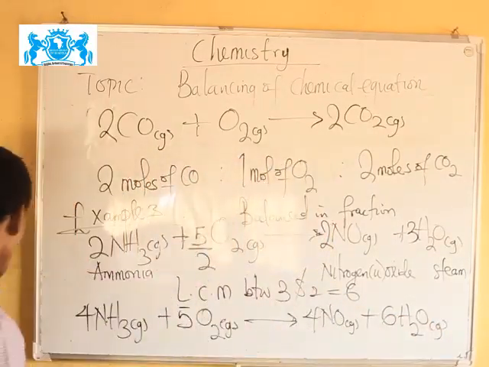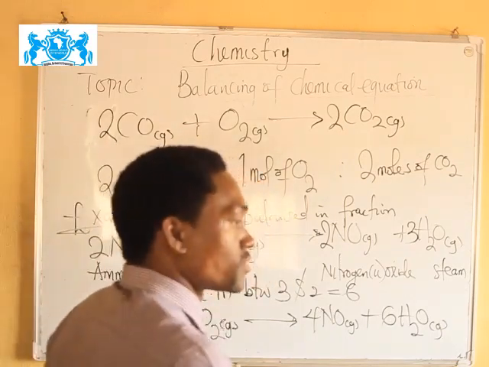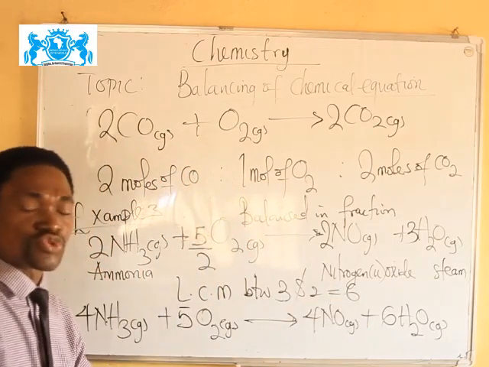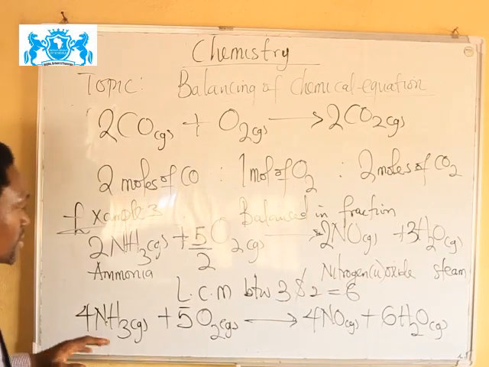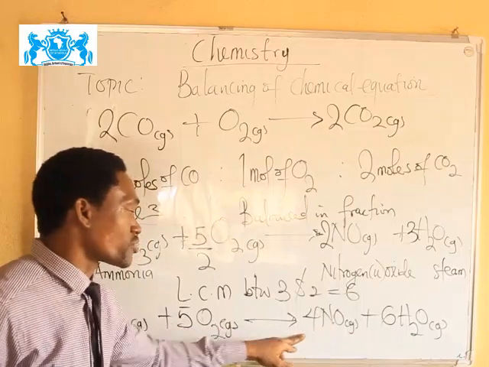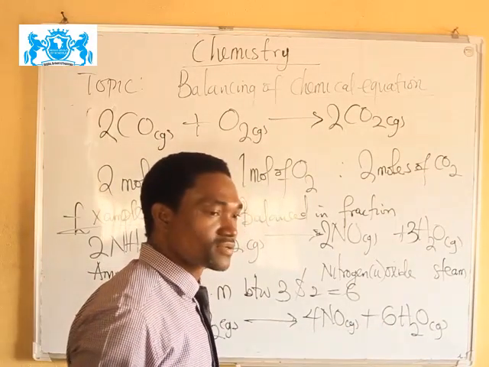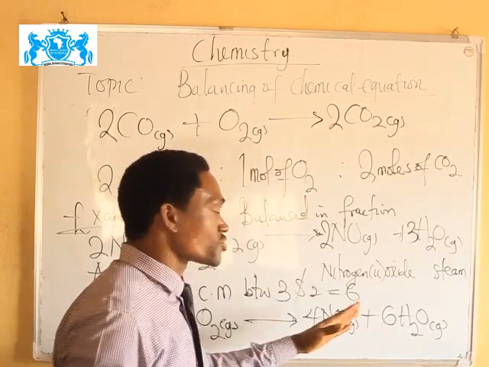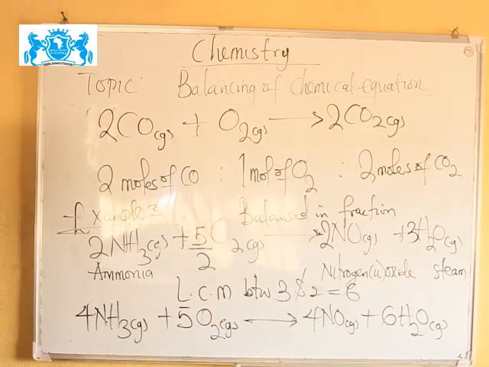So with this, if you look at it, you can now do your counting, you calculate the number of atoms on the reactant side, and check if it tallies with what you have on the product side. Now, nitrogen, we have 4 atoms of nitrogen on the reactant side. On this side, we also have 4 atoms of nitrogen. So nitrogen is balanced. Hydrogen, we have 4 times 3, so 12 atoms of hydrogen on the reactant side. Then here is 2 times 6, that's 6 times 2. That is also 12 hydrogen on the product side. So hydrogen and nitrogen are balanced.